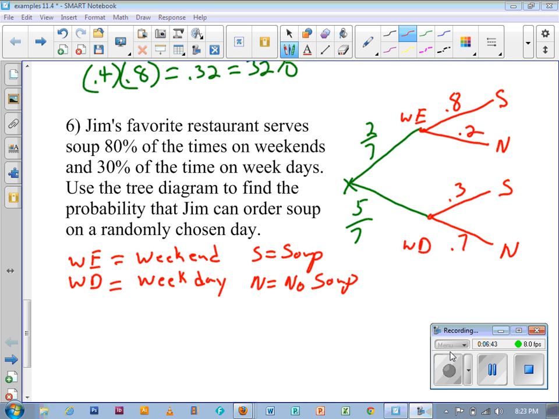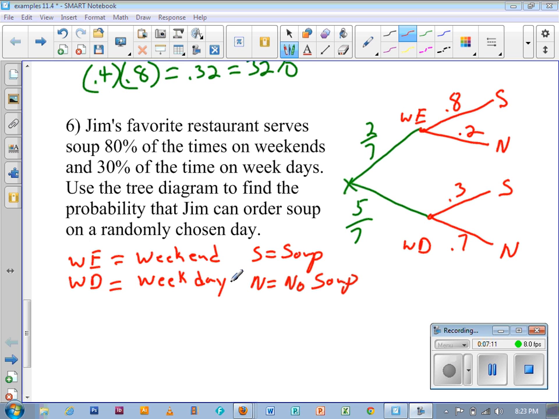Okay, welcome. As you can see, I've created a tree diagram that describes this situation. Jim's favorite restaurant serves soup 80% of the time on weekends and 30% of the time on weekdays. It says use a tree diagram to find the probability that Jim can order soup on a randomly chosen day. So first of all, I created a little key here. WE in my tree diagram is weekend, WD is weekday.